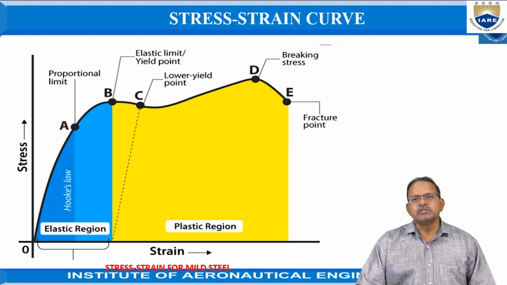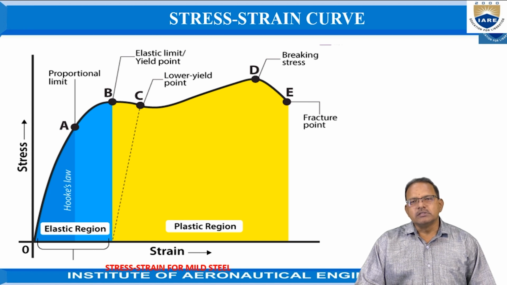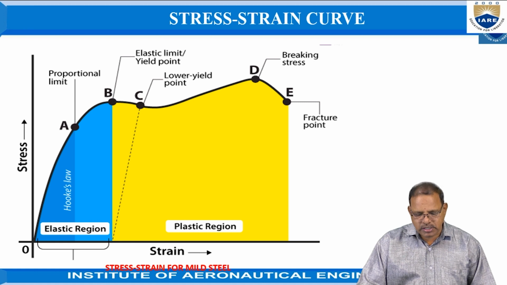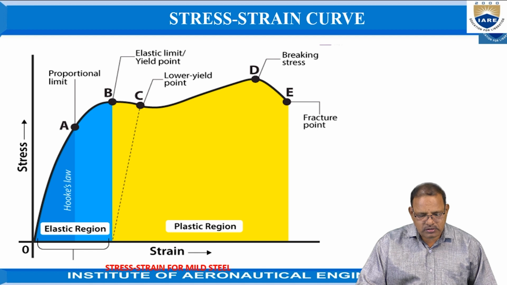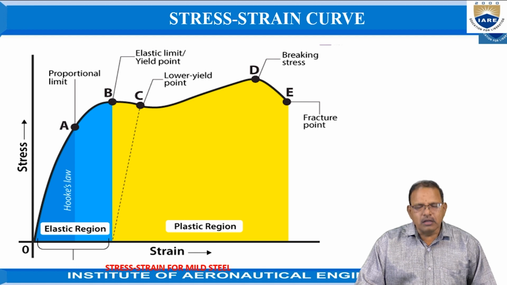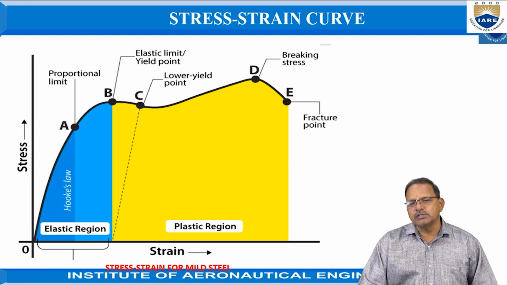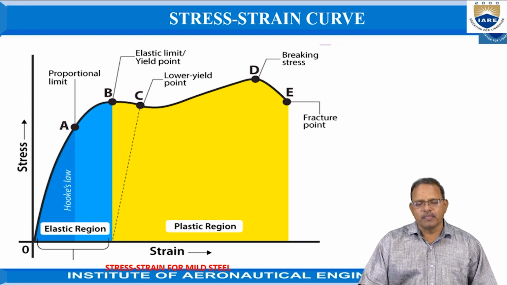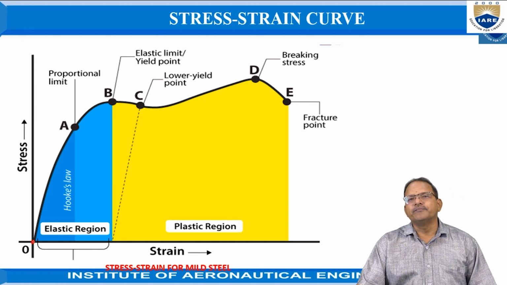It is drawn as stress versus strain as shown in the figure. Strain is in the horizontal direction, stress in the vertical direction. When there is no load acting on it, the stress produced as well as the strain produced is equal to 0. Hence, it is represented as the origin.